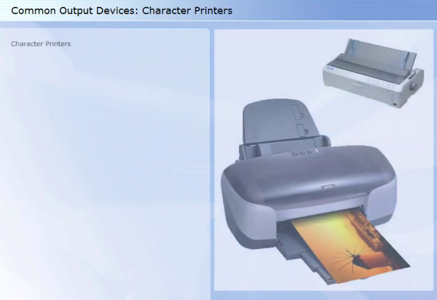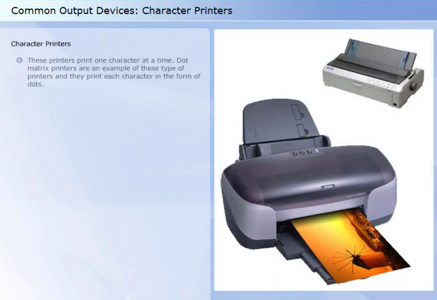Character printers. These printers print 1 character at a time. Dot matrix printers are an example of this type of printer, and they print each character in the form of dots.